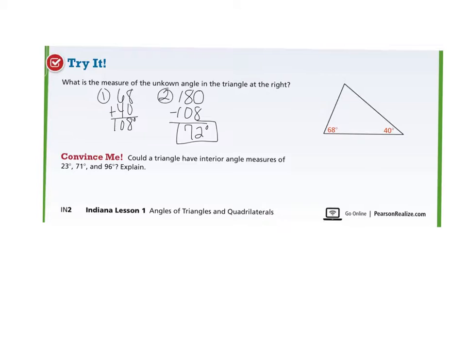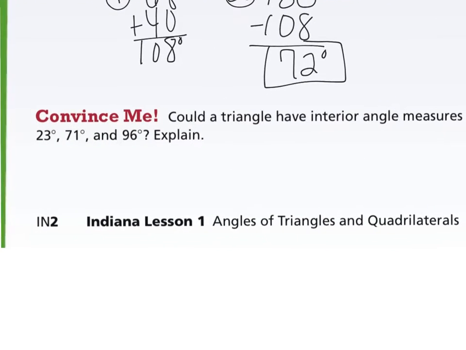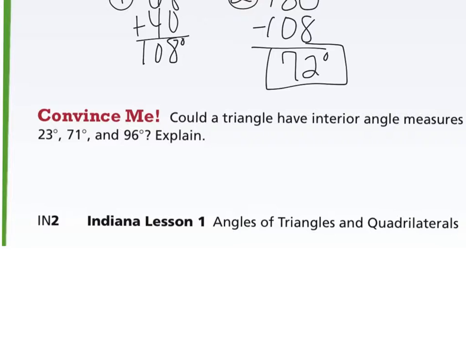degrees. The Convince Me kind of goes along with that. They said, could a triangle have interior measures of 23 degrees, 71 degrees, and 96 degrees? So how would we figure out if that would make a triangle or not?